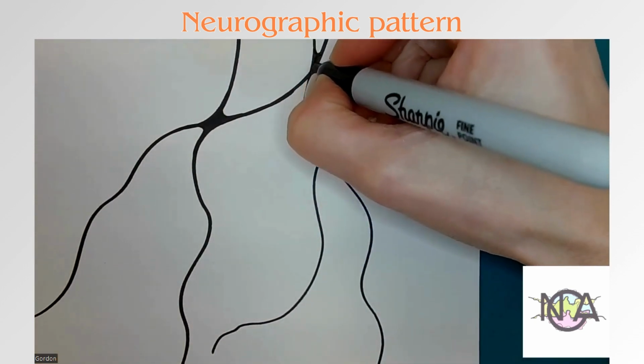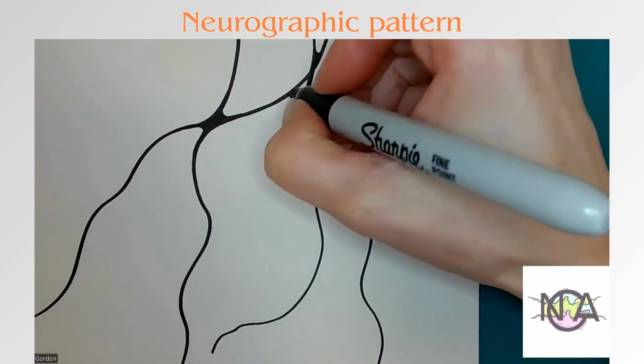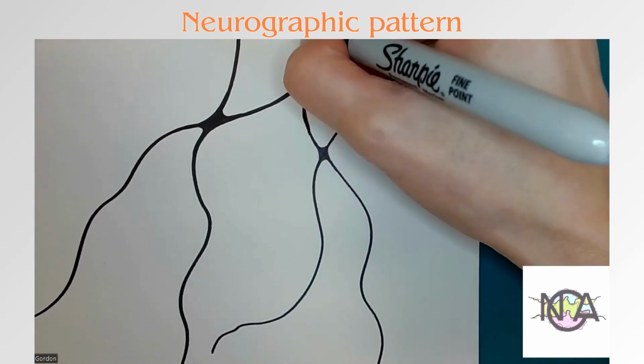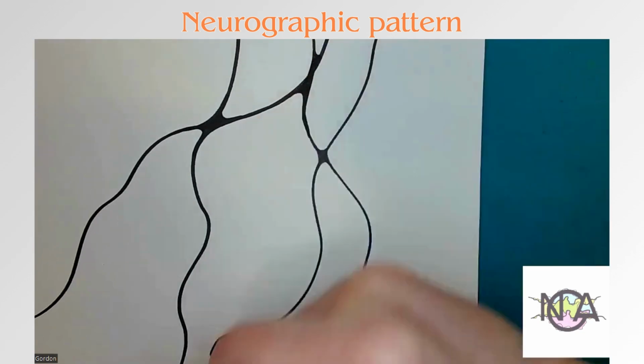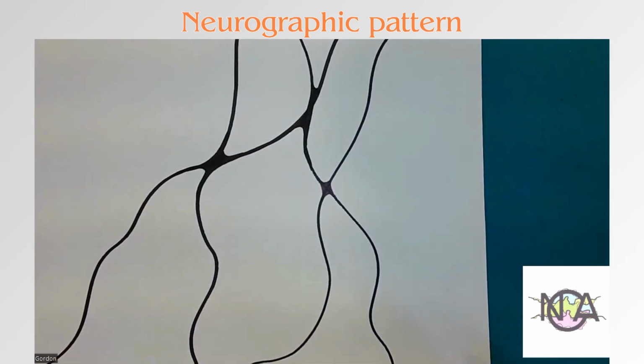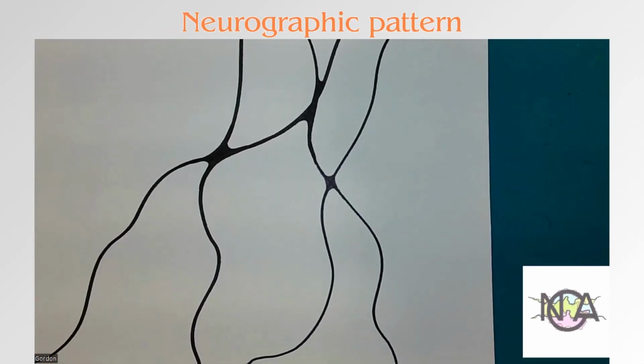So again, it's up to you. You can either use the same marker and just go multiple times over the lines, or you can use the ultra fine point. Now, when you know how to draw neurographic lines and how to make a neurographic pattern, you are ready to start your first neurographic drawing.